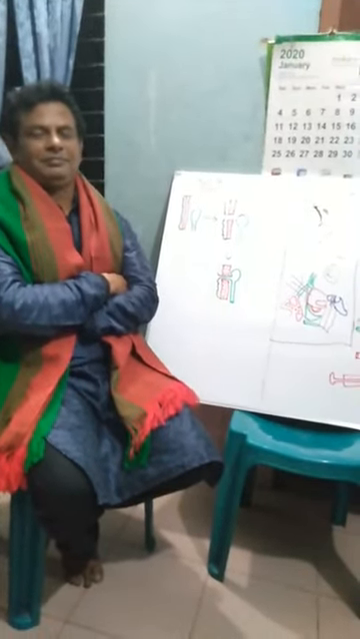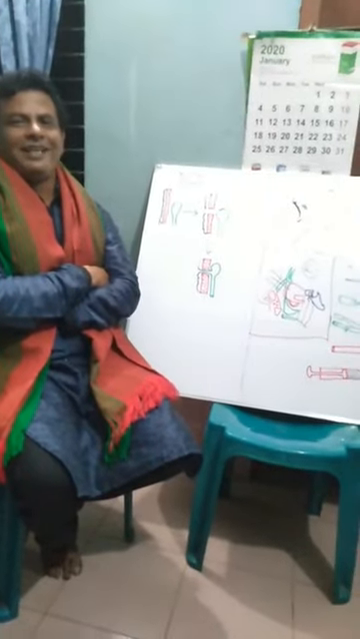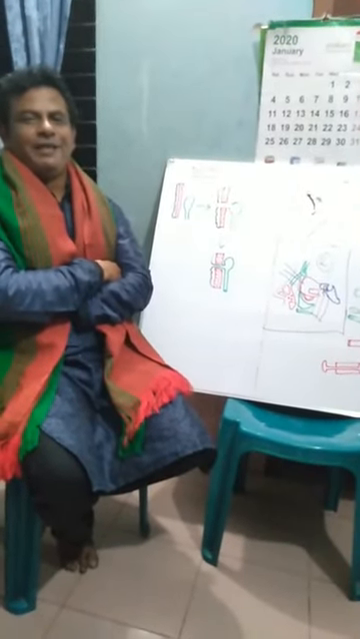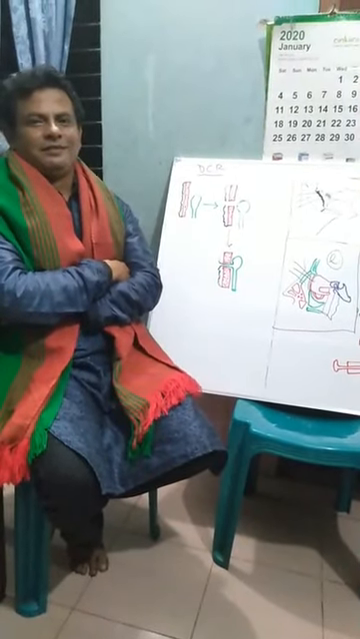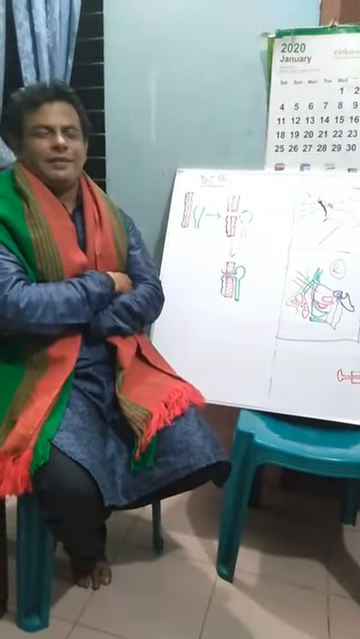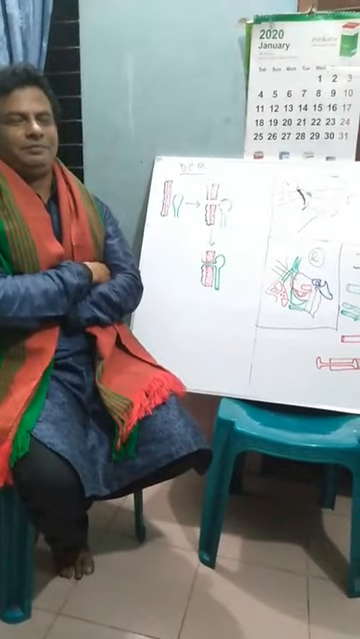There are 5 layers of cornea from outwards to inwards: epithelial layer, Bowman's membrane, stromal layer, Descemet's membrane, and endothelium.